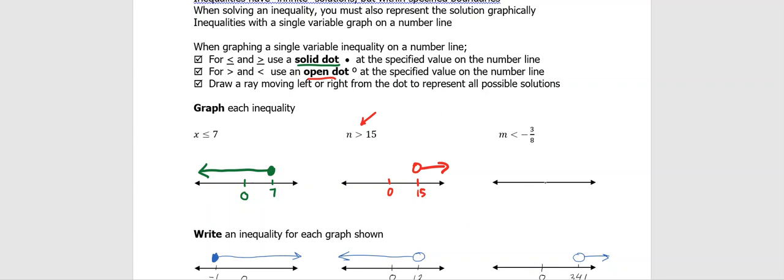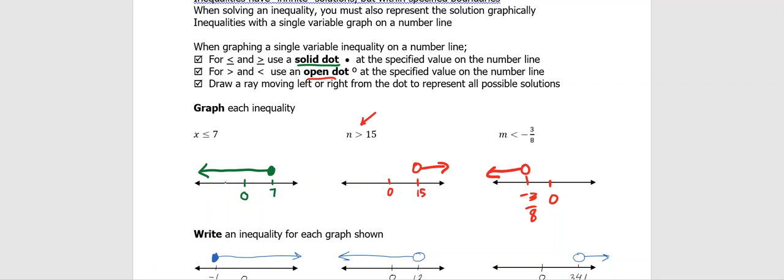Last but not least, m is less than -3/8. Don't get thrown off by the fraction. We have 0. We know -3/8 is somewhere to the left of 0. Whoops, less than, actually change my colors so that I match up accordingly. Less than means that I'm an open dot, because it's not with or equal to, and less than means to the left of my given value. And you're done.